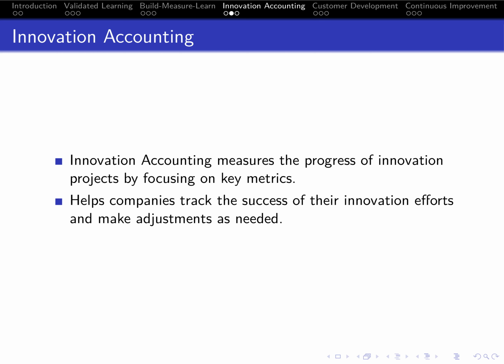Innovation accounting is all about tracking key metrics to measure the progress of innovation projects. It helps companies understand how successful their innovation efforts are and allows them to make necessary adjustments along the way. For instance, companies can use metrics like customer acquisition cost, customer lifetime value, and conversion rates to evaluate the effectiveness of their innovation strategies. By analyzing these metrics, companies can make data-driven decisions to improve their processes and achieve better outcomes. This approach also helps companies avoid wasting time and resources on projects that aren't delivering the desired results.